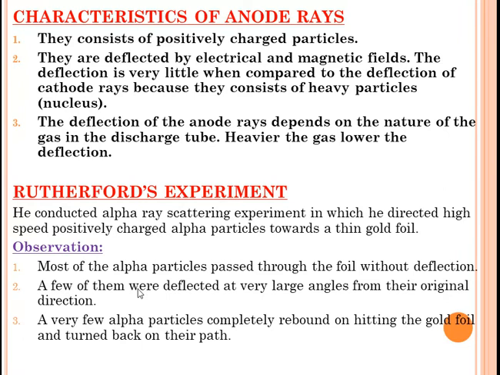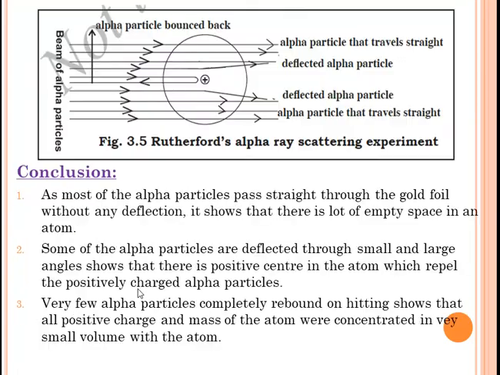Most of the alpha particles travel straight through the gold foil without any deflection. The second point was that very few of the alpha particles are deflected, forming a large angle or small angle. And the third point, a very few alpha particles rebound on hitting the gold foil. Means some of the alpha particles, when they hit the gold foil, come back along their original path. This was the diagram, and what conclusion did he make?